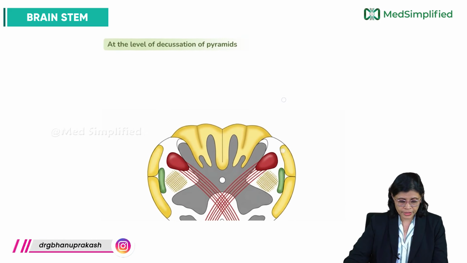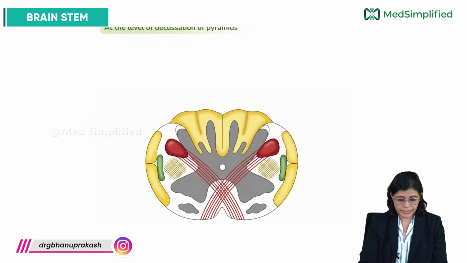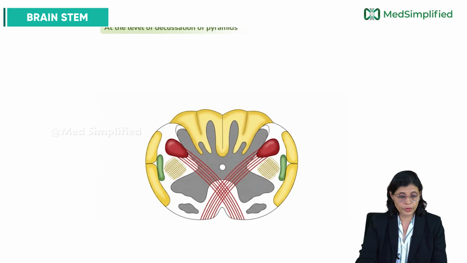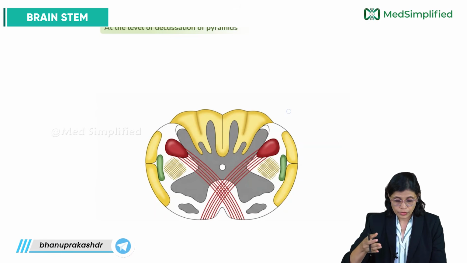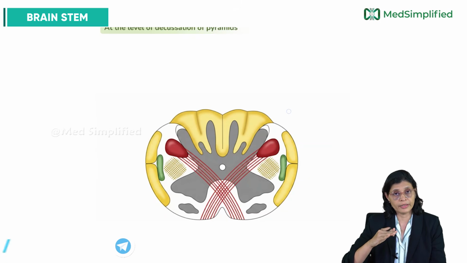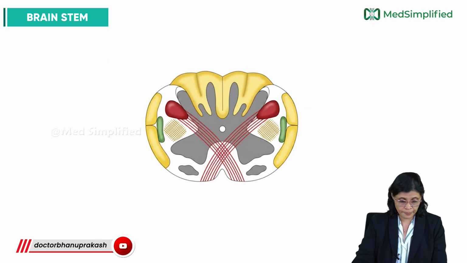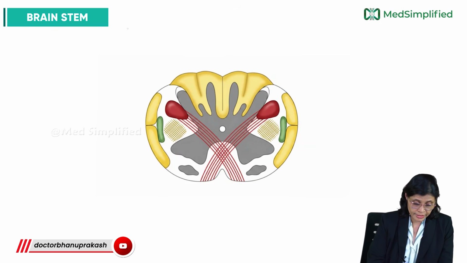First important is the section at the level of decussation of the pyramids. Pyramid is nothing but the corticospinal tract, which is also known as the pyramidal tract and pyramidal fibers. So we take a section at the level where the corticospinal tracts of the right and left side decussate, that is, cross over. When we take a section at that level, what do we see? This is also known as the great motor decussation.